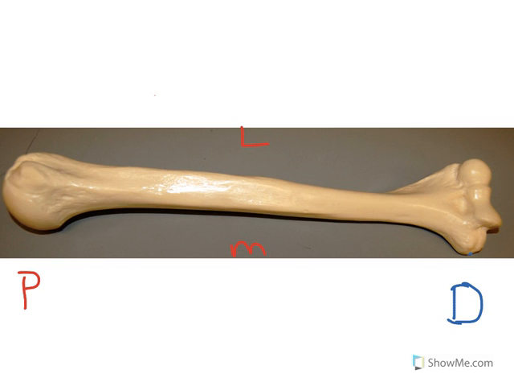I want to begin by showing you the structure known as the head. The head is this rounded cap here. And the head has a structure that comes up underneath it that divides it, and that's your anatomical neck. The anatomical neck.